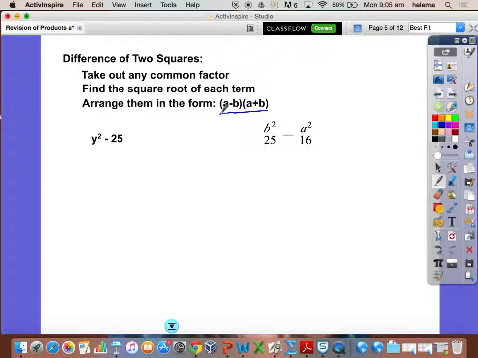y squared minus 25. I can easily find the square root of both of those terms. Square root of y squared, y. Square root of 25, 5. So, done. That's the easiest one you can find. These are really nice.